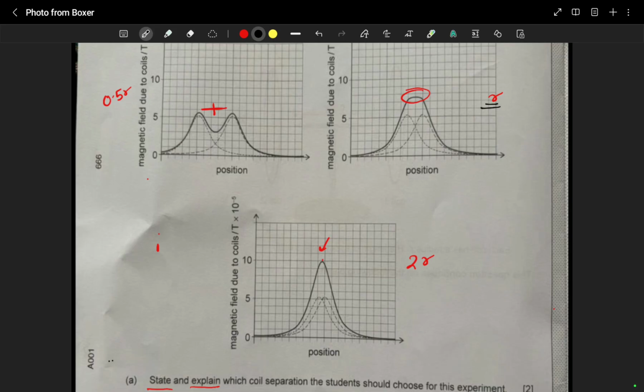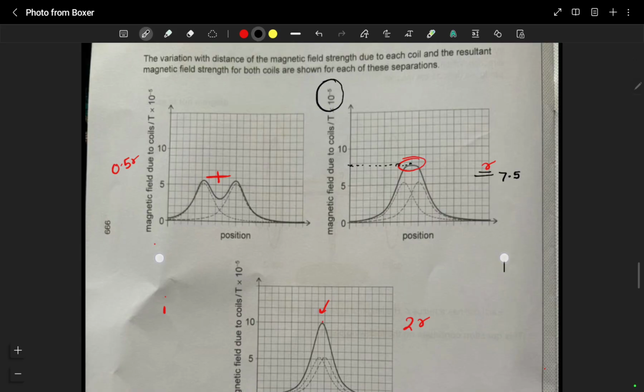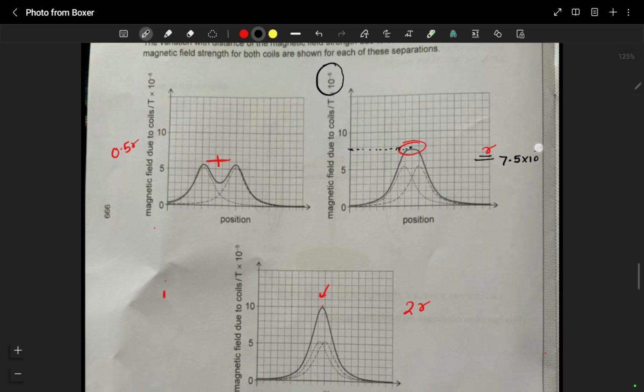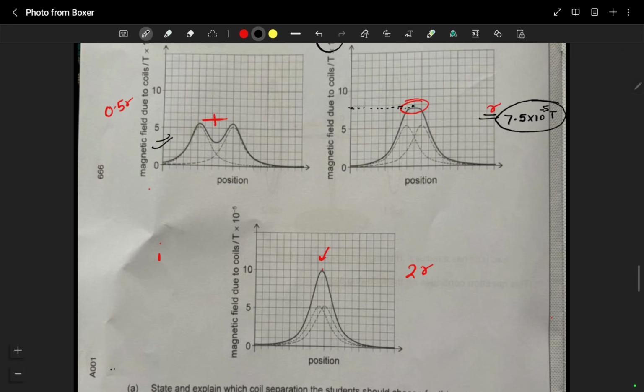So you have to now take the value of BC. So from here, BC is this point. If I read it, it is somewhere around 7.5, and do not forget to look at the axis, it is 10 to the power negative 5 Tesla. So 7.5 times 10 to the power negative 5 Tesla. So this is the value I'm going to take. And let us suppose one of the students chose this graph in part A, and chooses one of the values from here, so you would get ECF mark if ECF is allowed.